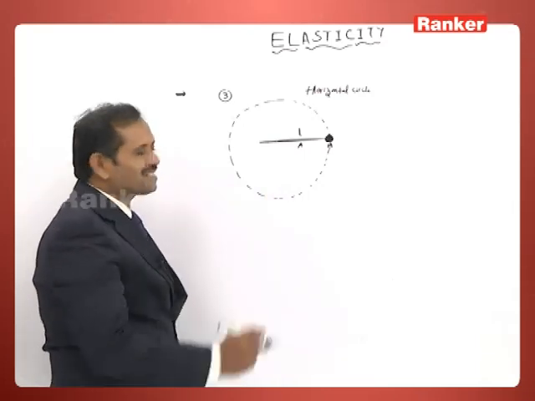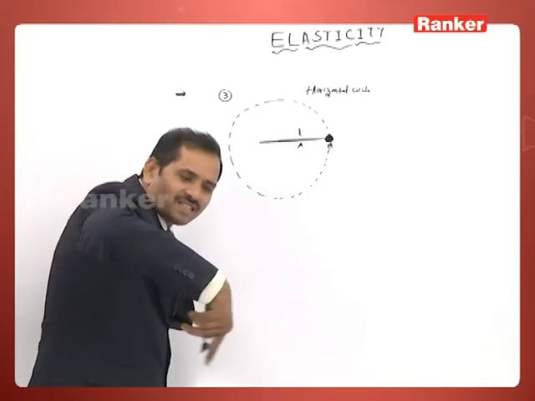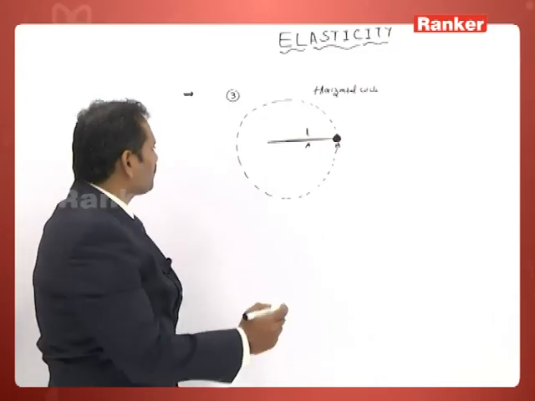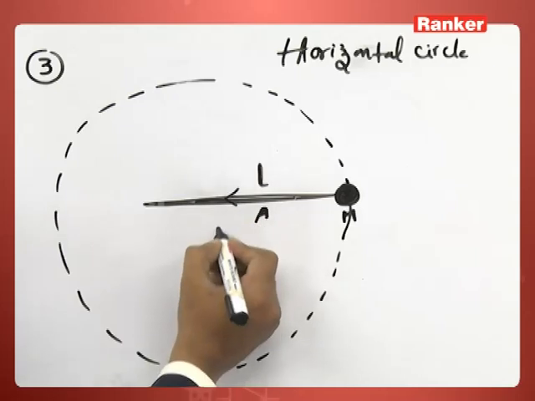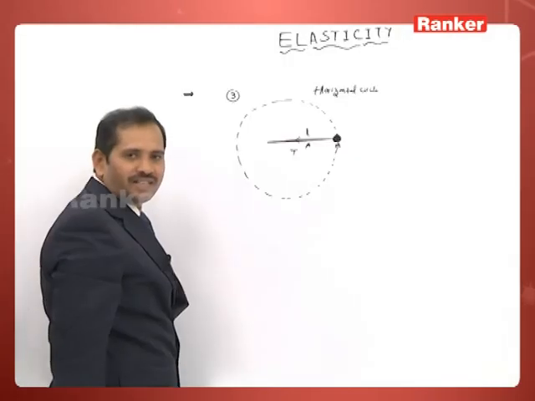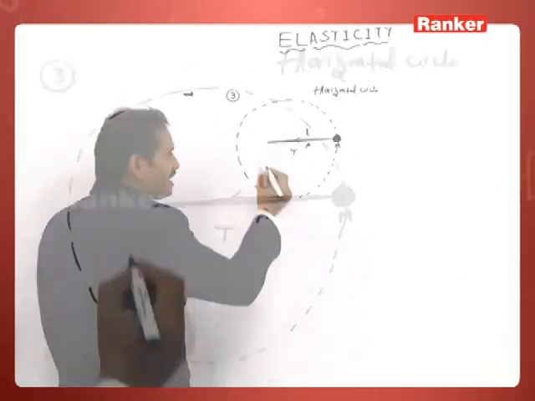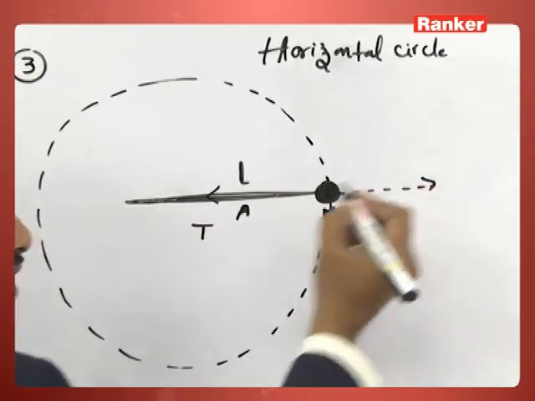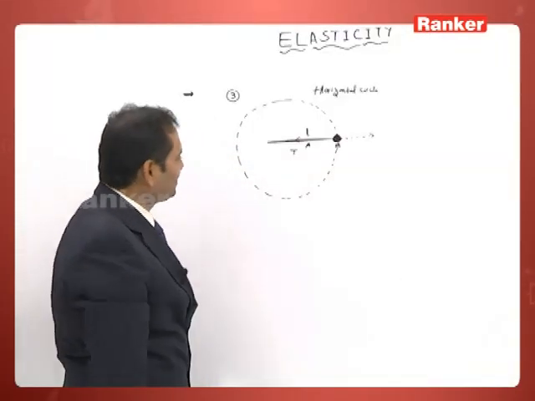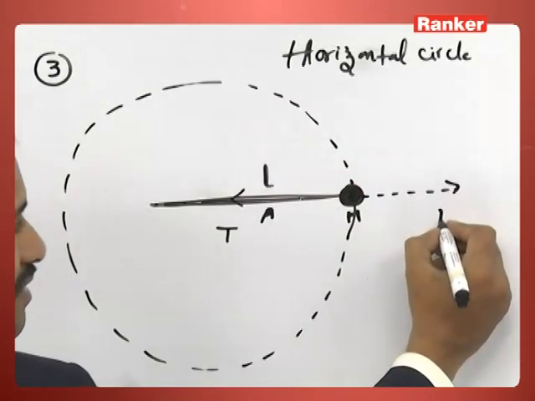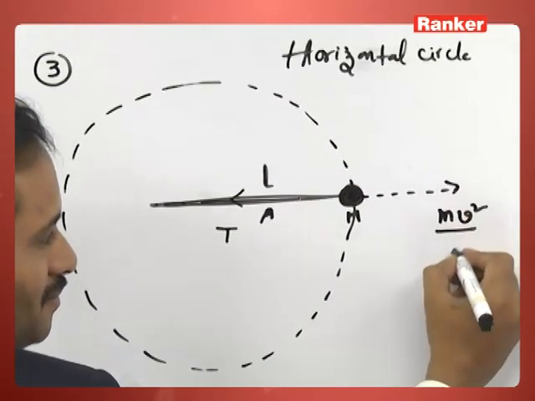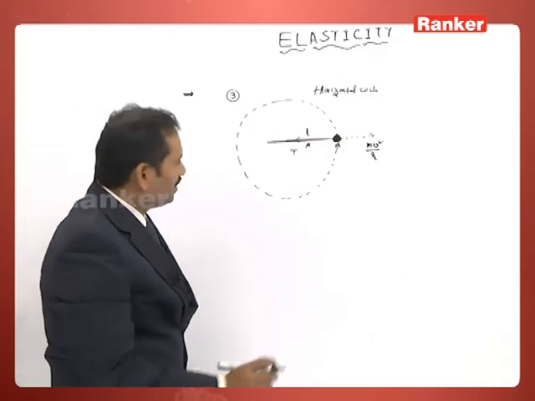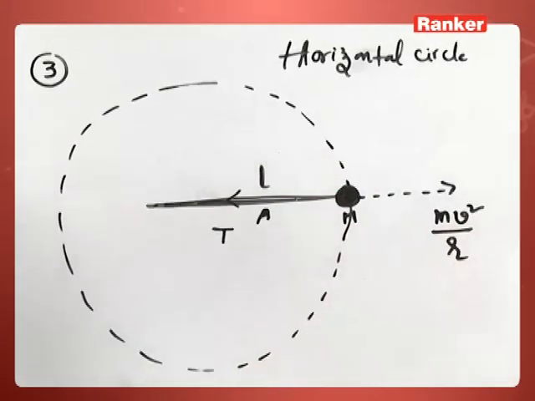Once the object is rotating in a horizontal circle, you have two types of forces. One, tension in the string towards the rigid support, which acts as the centripetal force. There should be some other force which is balanced, and that is mv square by r. Now, this is the centrifugal force.